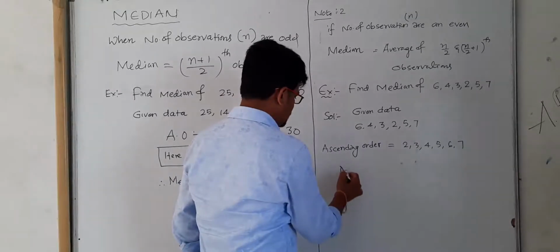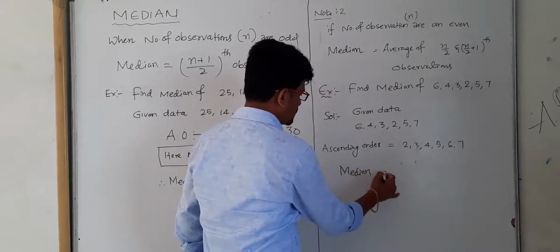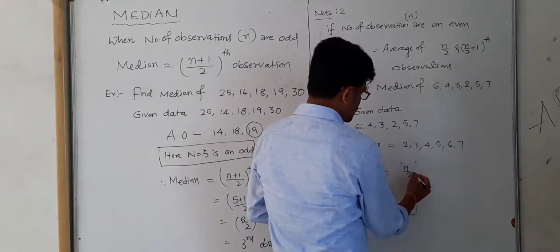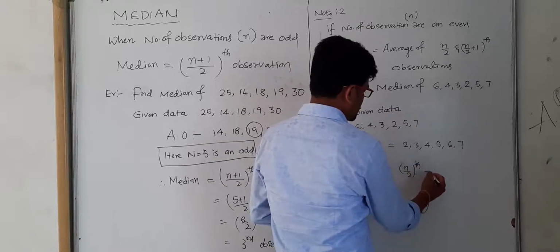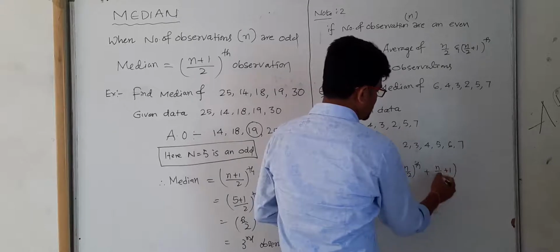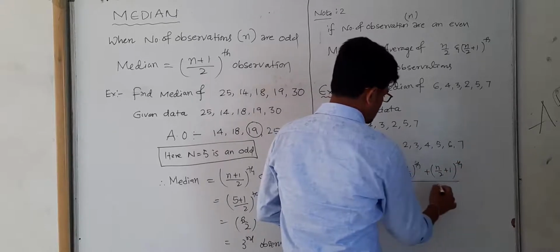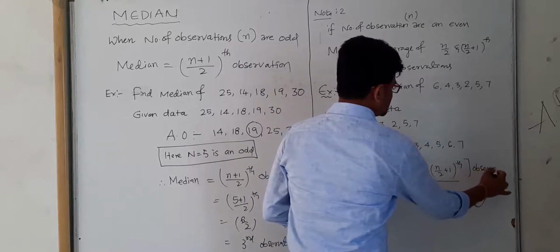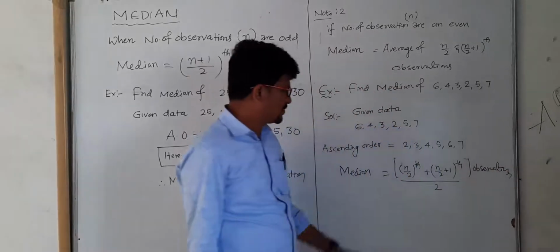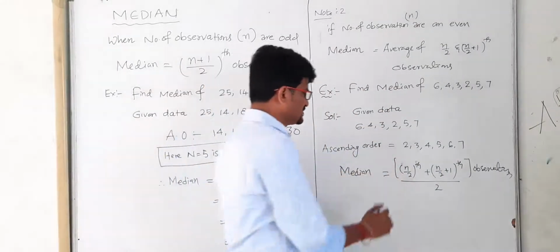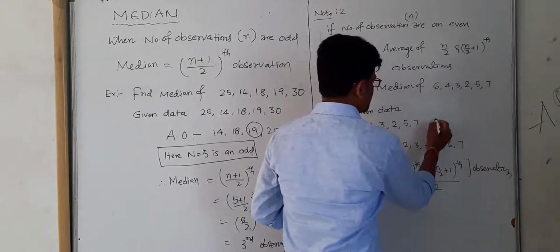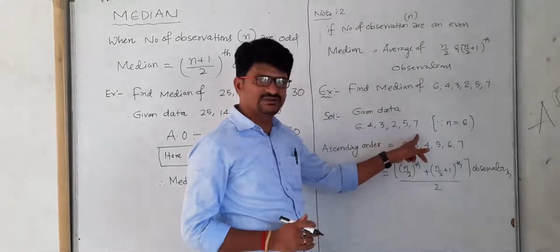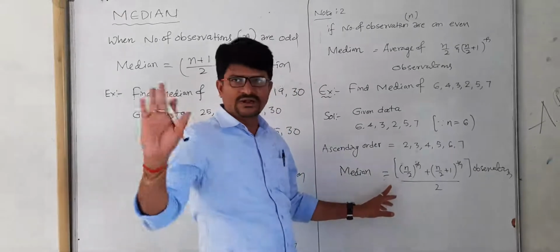Now median is equal to, as I said, an average of the n by 2th plus (n by 2 plus 1)th observations. Now n by 2th means, here n is equal to 6, because there are 1, 2, 3, 4, 5, 6 observations. So n is equal to 6.